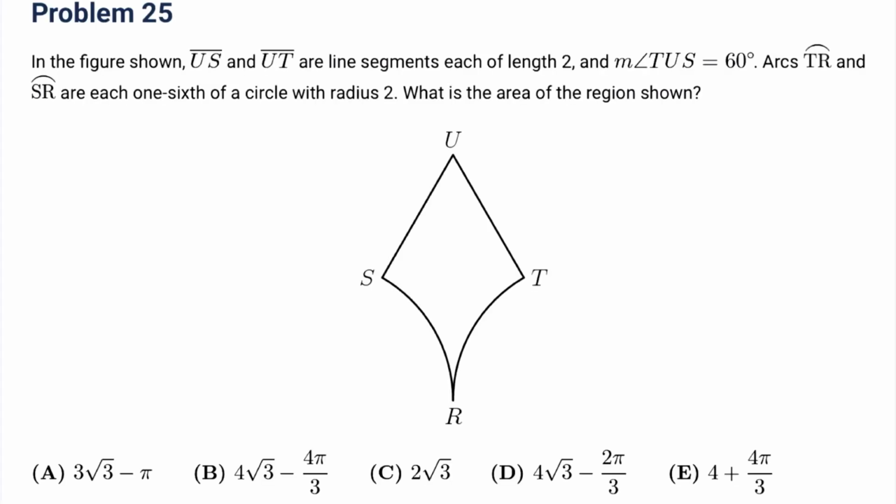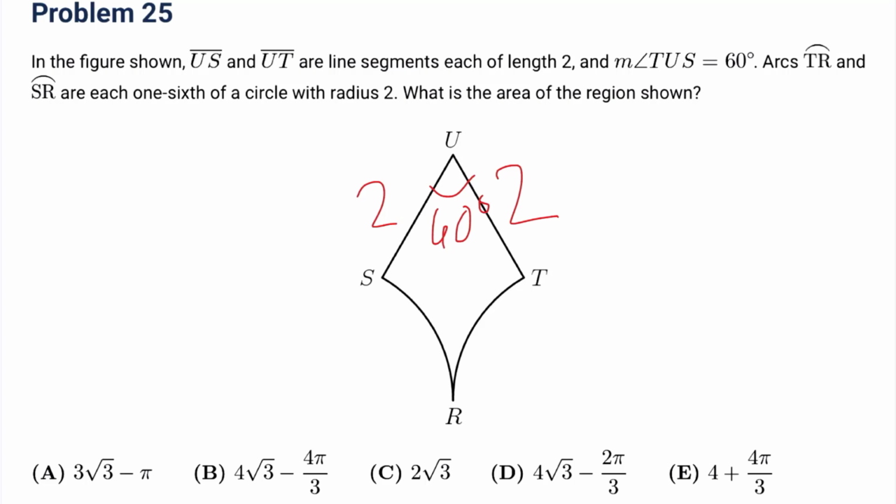Now, let's move on to question 25. In the figure shown, US and UT are line segments each of length 2, right here. And the measure of angle TUS is 60 degrees. Arcs TR and SR are each 1/6 of a circle with radius 2. What is the area of the region shown?